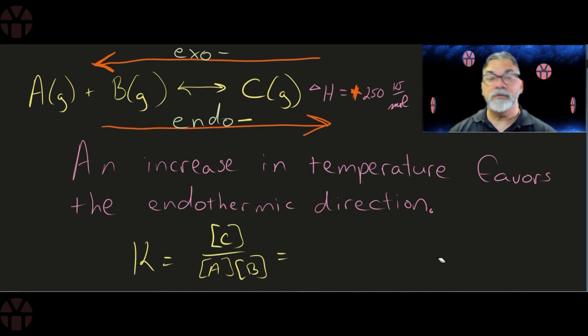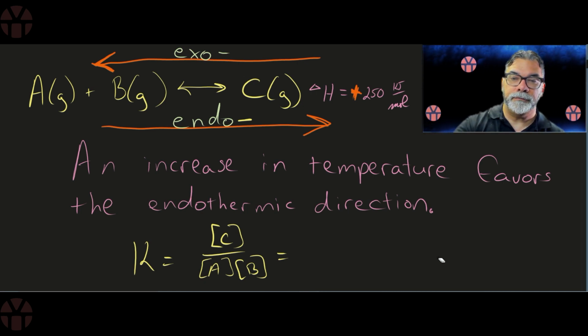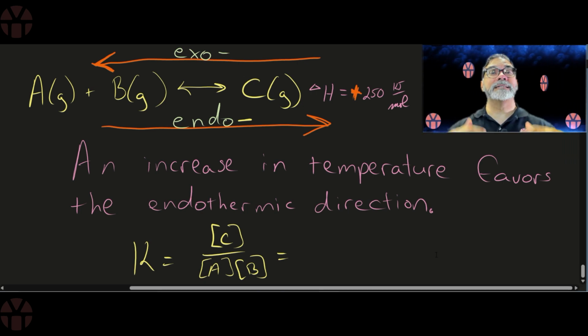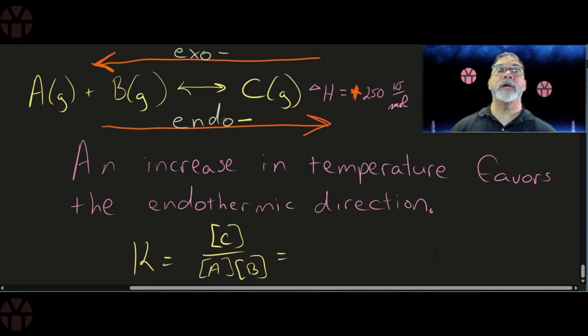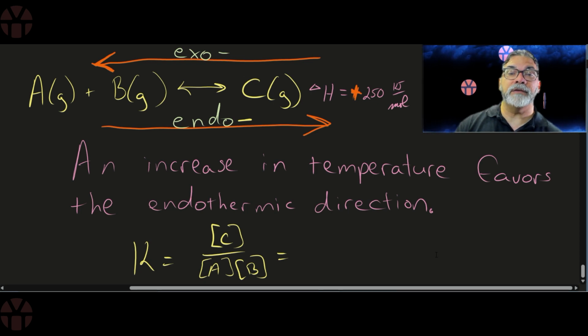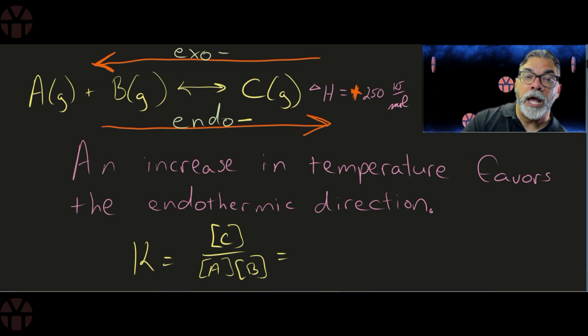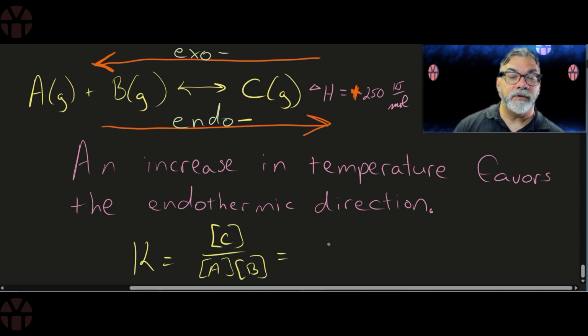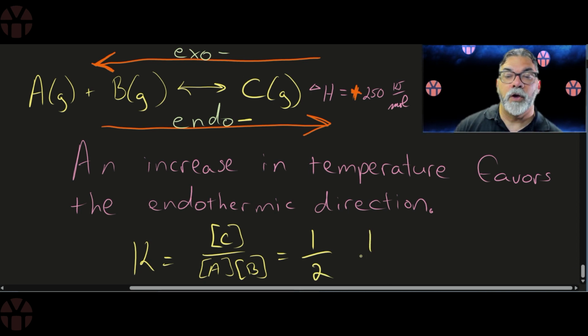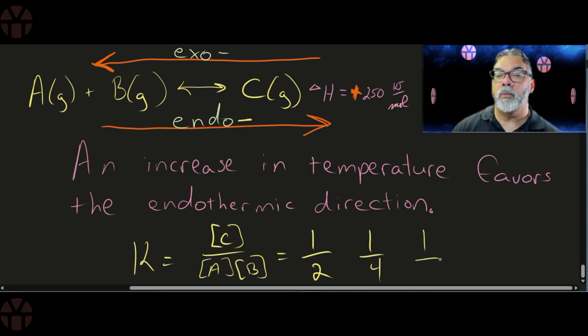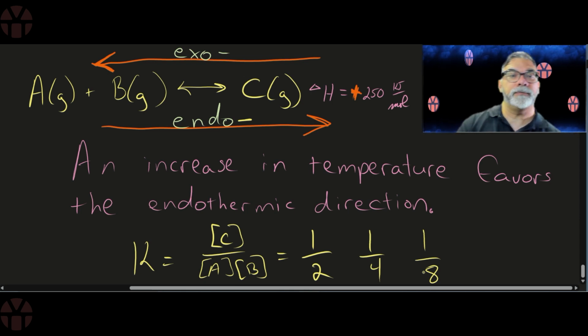What's the opposite of this? If you decrease the temperature, a decrease in temperature is going to favor the exothermic direction. So if we took this reaction and decreased the temperature, we're going to favor the formation of more A and B, or to say that differently, my value of K is now going to decrease, and so it might become 1/2, or 1/4, or 1/8, etc.